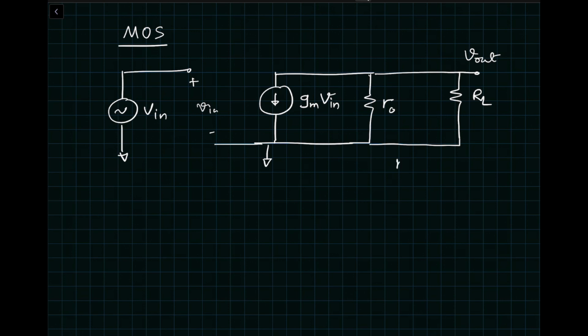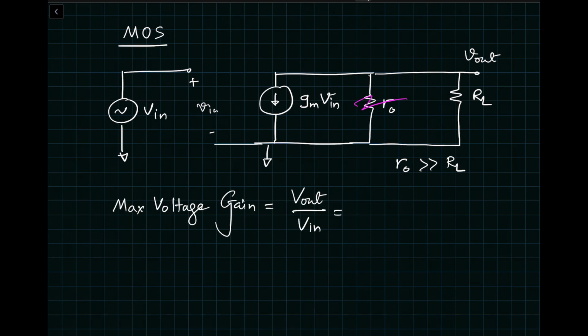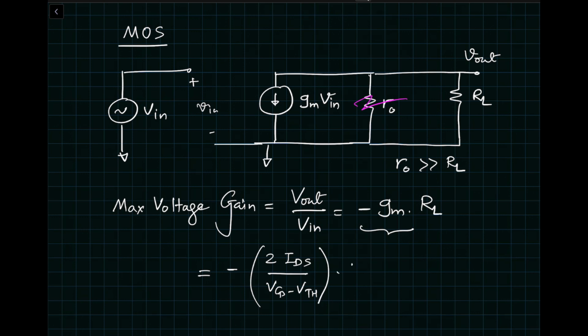Again, here also we can assume that output resistance is much greater than RL. So the max voltage gain we can get out of a MOSFET stage is minus GM times RL, the load resistor. And what is the formula for GM? The one that we should use for a fair comparison would be one which has I and V, and that would be our exact formula, which is minus 2 IDS divided by VGS minus VTH. That's the GM formula. Multiply that by RL.